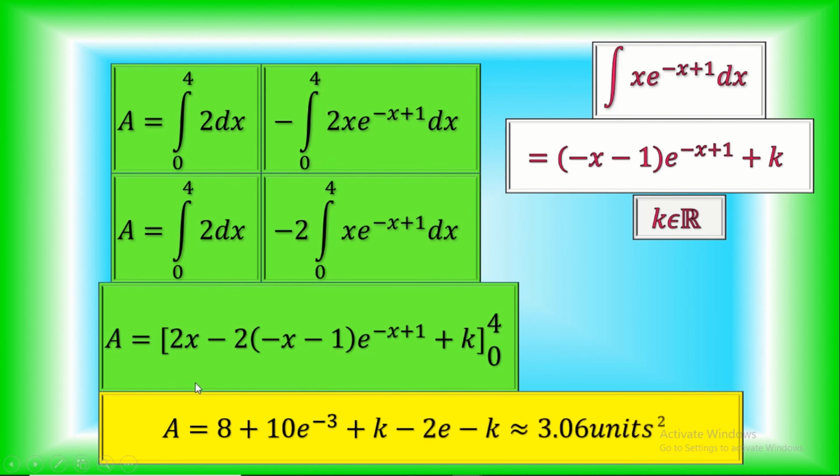Well, if we replace, it's from 0 to 4. If we replace x by 4, we get 8 plus 10 exponential(-3) plus k prime. Minus, for x equals 0, it will be 2e, sure, minus k again. Plus k minus k is cancelled. Now we have A is equal to 8 plus 10 exponential(-3) minus 2e, which is approximately 3.06. Sure, it's unit square since we are talking about area.